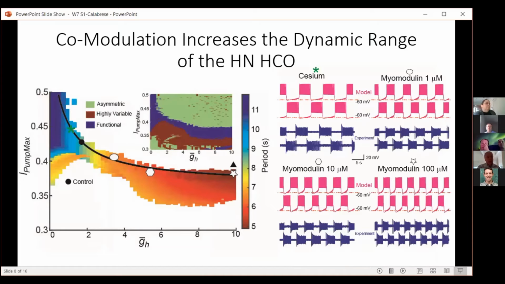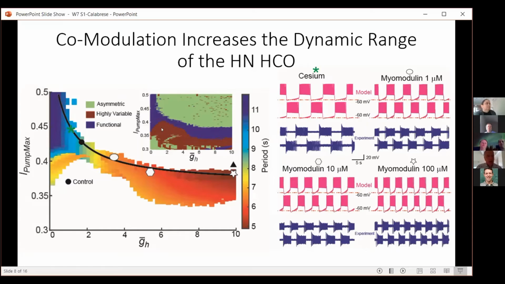That is the number of pump sites available and the maximal current of H. Remember, it's those two things that are modulated by myomodulin. And so in this thing, we see an area where the half center is asymmetric and it's just not functional. And that's shown in green here.